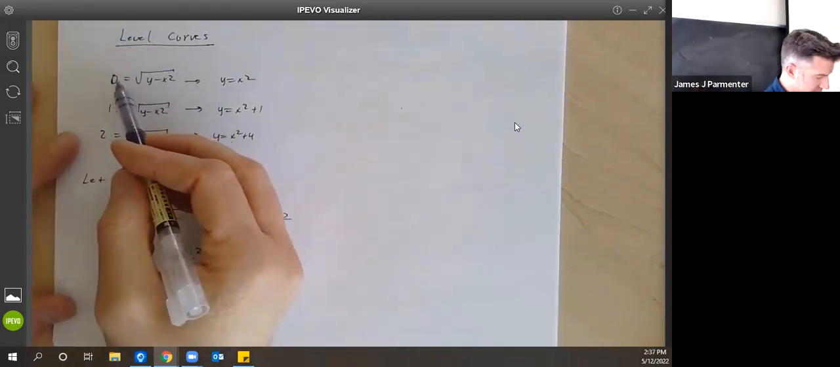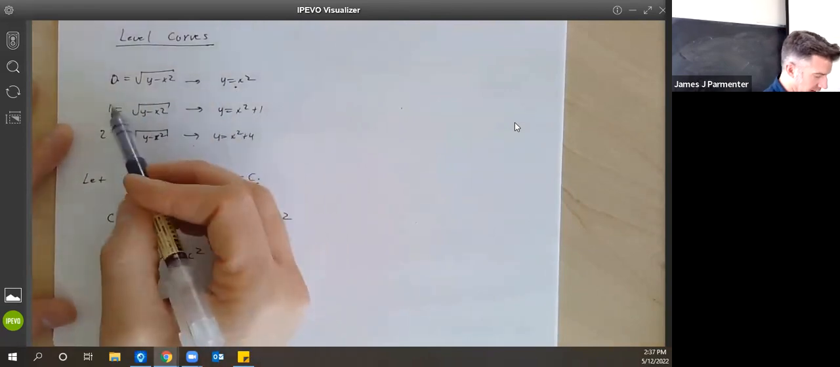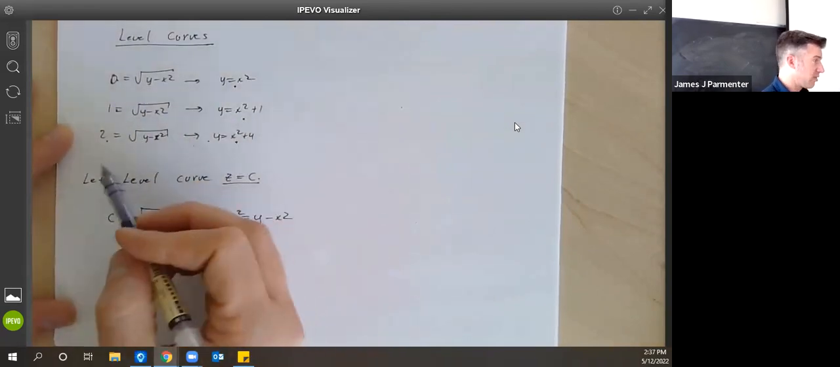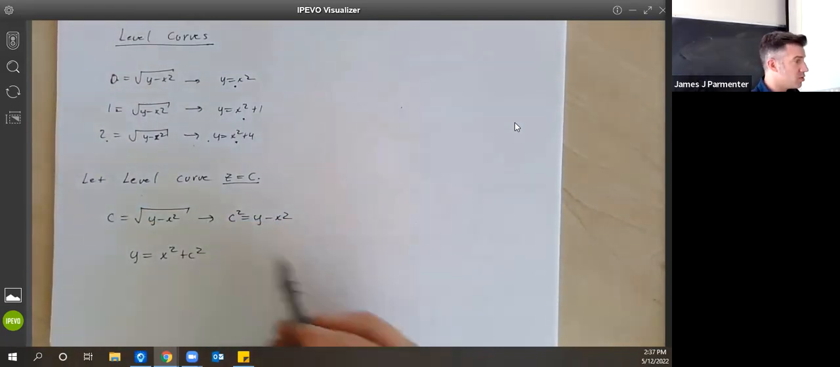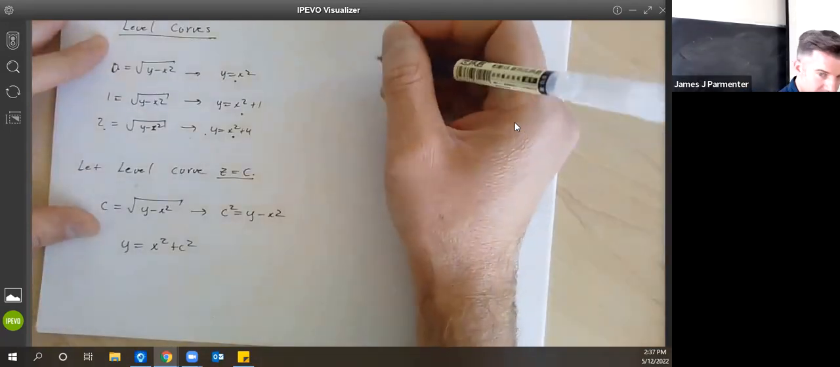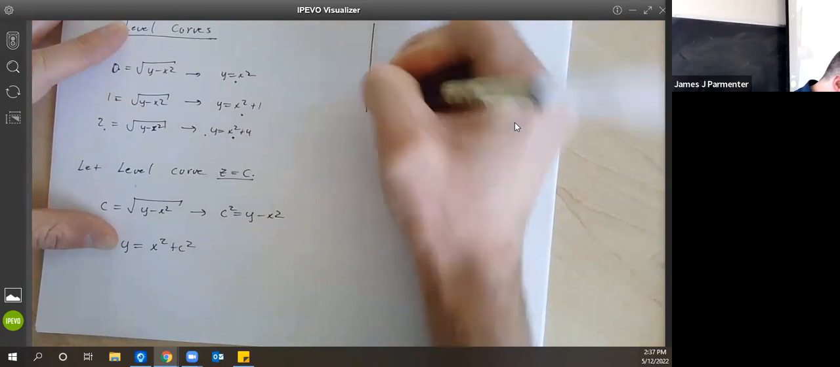So when I'm at a height of 0, it's y equals x squared. When I'm at a height of 1, it's y equals x squared plus 1. When I'm at a height of 2, it's y equals x squared plus 4. When I'm at a height of 3, it's y equals x squared plus 9. I don't have to do the work every single time to find my level curve. So then the drawing. Okay, then the drawing. He said trepidatiously.